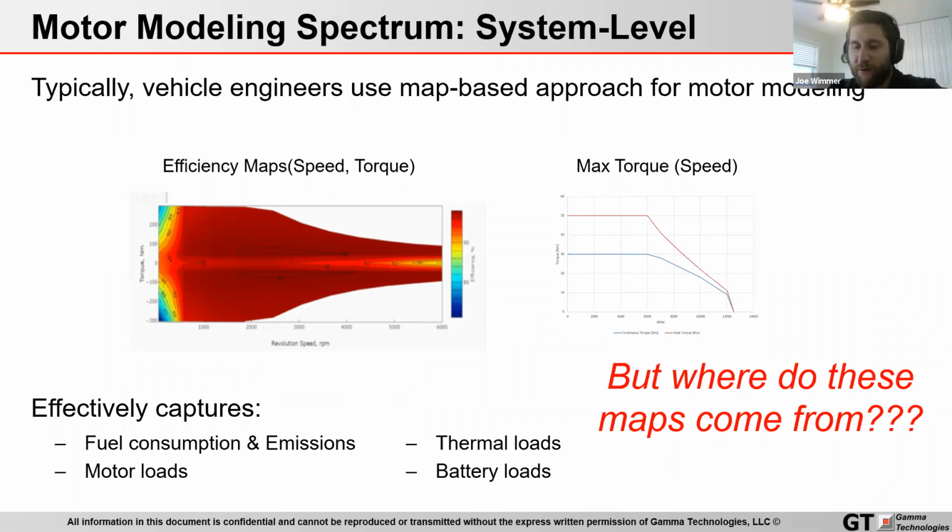And this is pretty powerful in and of itself, because it effectively captures emissions and fuel consumption if you have a hybrid vehicle, as well as range if you have a BEV, the amount of heat that's coming off, so you know how heavy of a load the thermal system will have, as well as how the load on the battery will give good results for that. But the big question mark here is, where do these maps come from? Especially if you're early in the development cycle, it's not always easy for these vehicle level engineers to have good data for these motors.